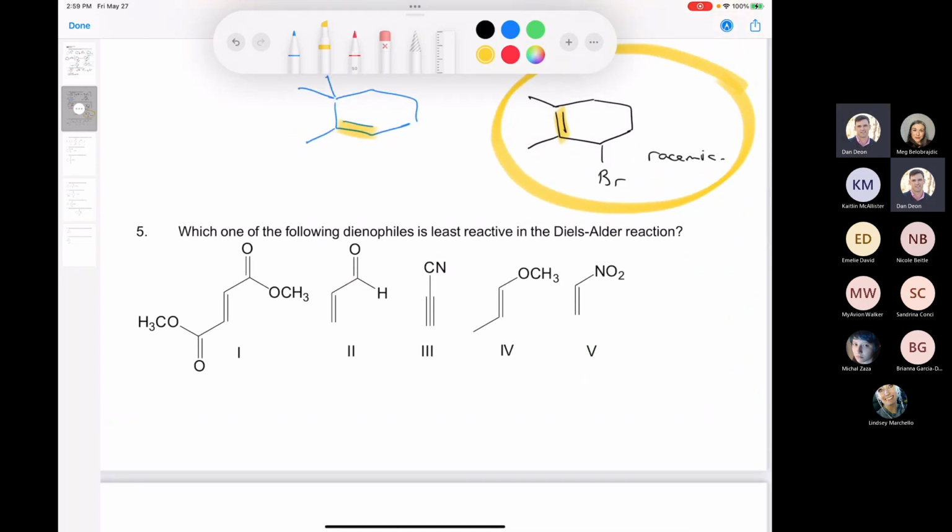I'll just go ahead and ask my students about this one. Could anybody tell me which one of these would be the least reactive dienophile in a Diels-Alder reaction? Remember that we want our dienophile to have some kind of electron withdrawing group, something that's going to pull electron density away from the double bond. Is there anything here that has a group on it that would not pull electron density away?